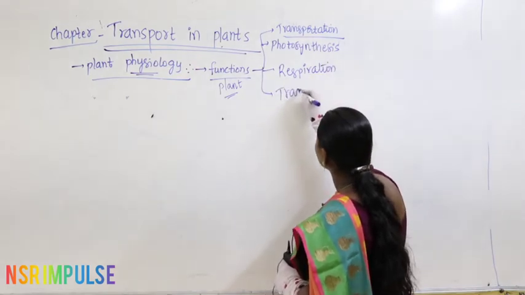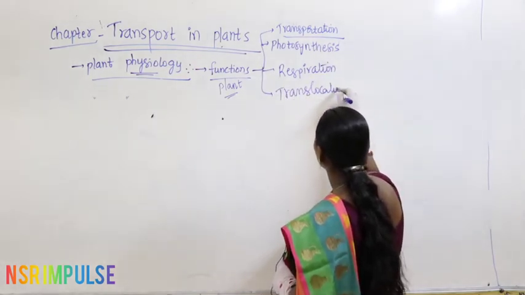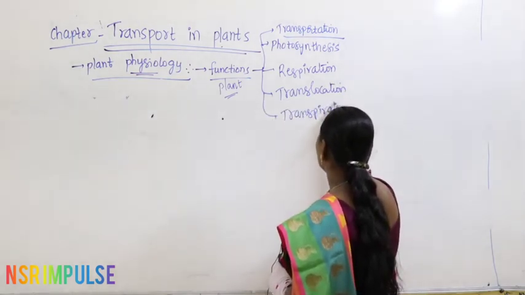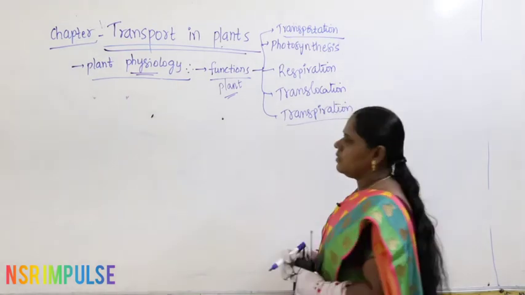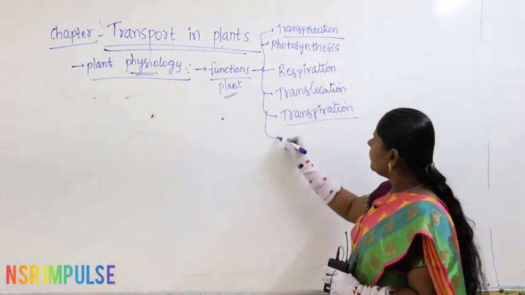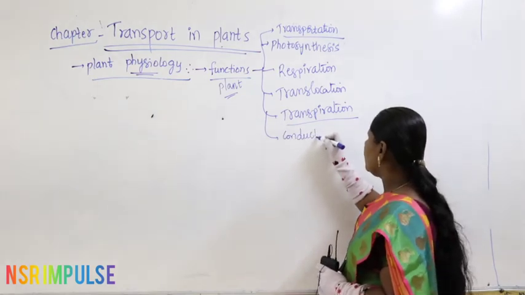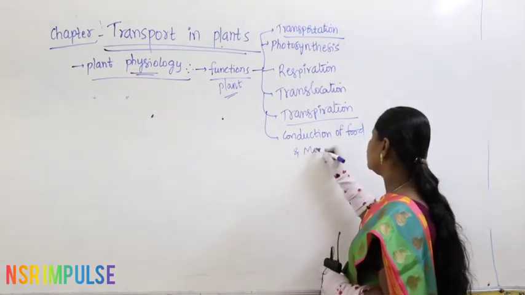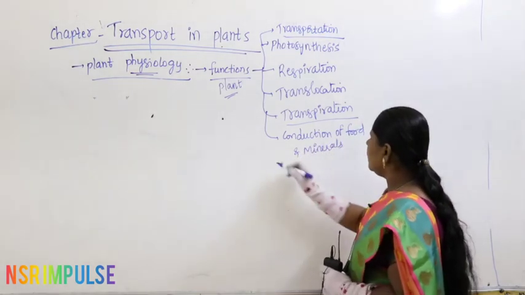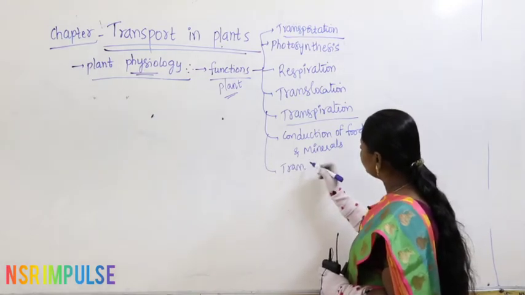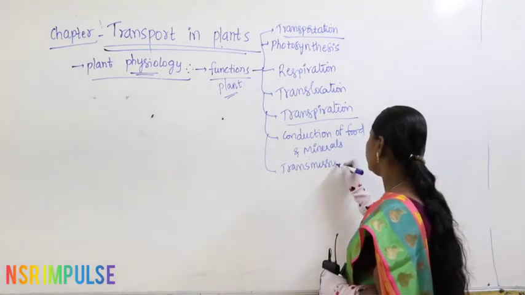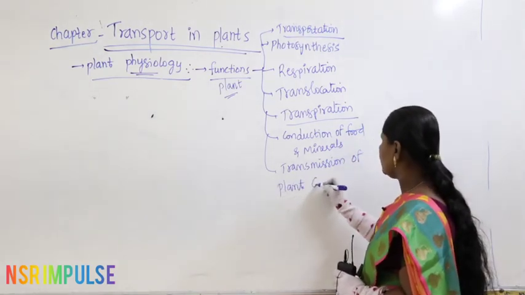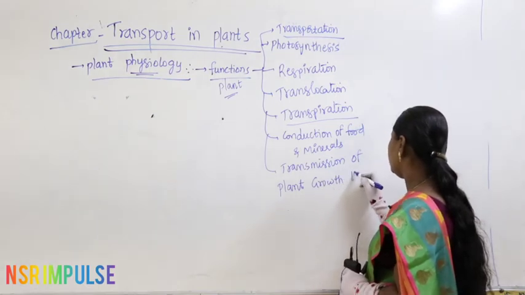Okay, translocation, and then transpiration. Okay, right. So, here, even including of course conduction of food and minerals, even transportation, transmission of plant growth regulators, plant growth hormones.